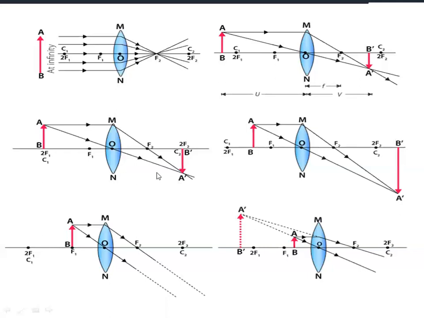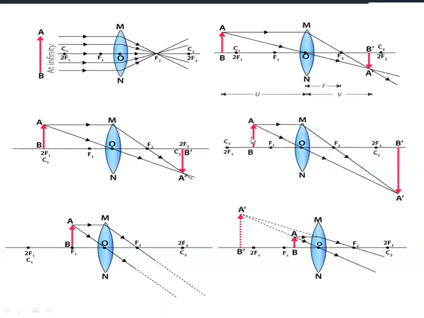And in the ray formation that we have already seen, when the light ray passes through the optical center, it goes on a straight line without any refraction, without any deviation. That is the rule which is applicable here. Next position, the object is kept between focus and the center of curvature.